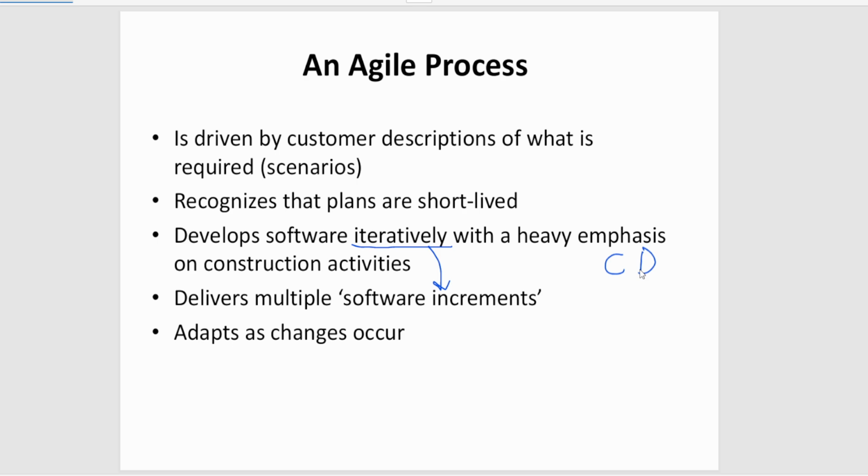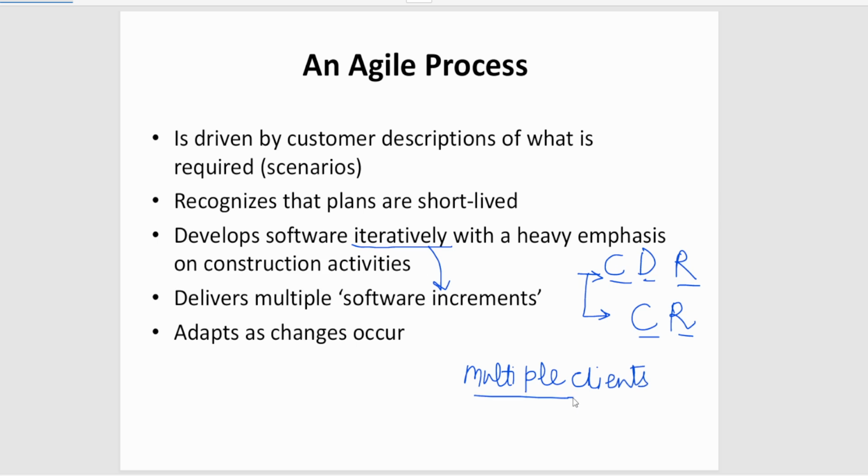Sometimes we use this word called CDRs, or sometimes we also use a word called CRs. CR means continuous delivery of releases. Okay, continuous delivery or continuous releases. So we have a continuous phase of release that we actually go through. Every time we are busy in one way or the other, because we have multiple clients, and multiple clients need multiple types of work. So you have to deliver multiple increments to these multiple clients.